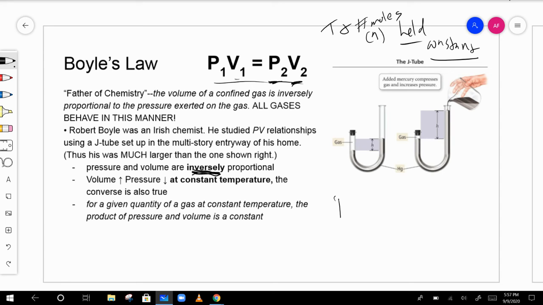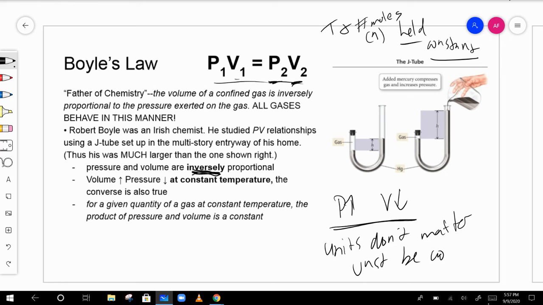Okay, so as pressure goes up, volume goes down. They're inversely related. Doesn't matter what pressure and volume units you use, they just have to be consistent. To save yourself time, if they don't ask you to put it in specific units, then don't. Use whatever units they give you.